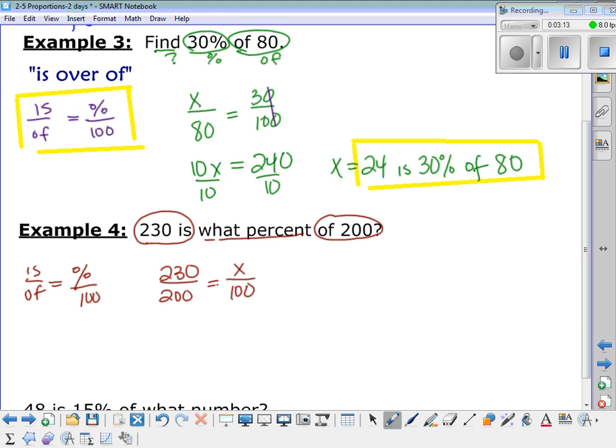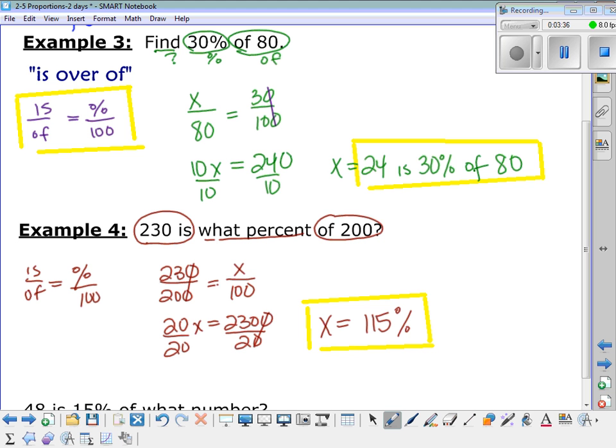So again, we're going to cross out our zeros and cross multiply. So I get 20x is equal to 23 times 100, so 2300. I divide by 20, cross out some zeros, and I get that x is 115%. So is it okay to have your percents be more than 100? It is, yeah. It just means that the final number is bigger than the original number if it's over 100%.